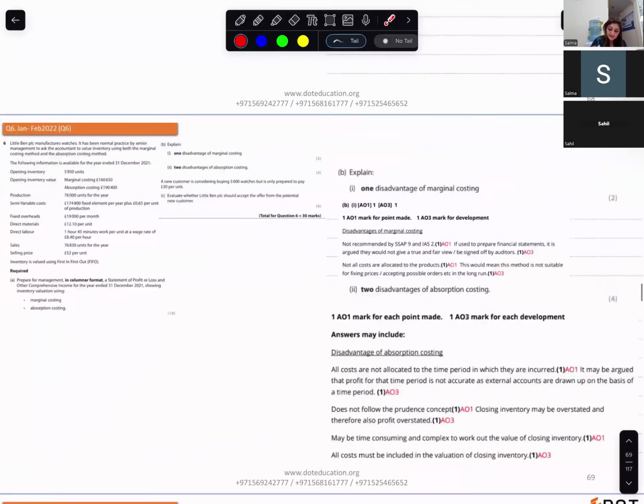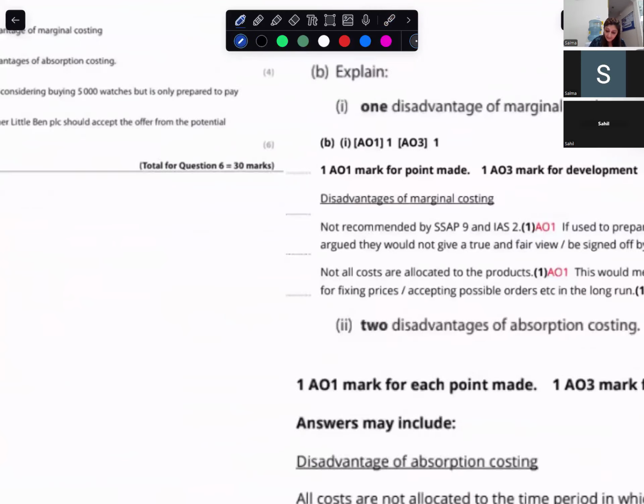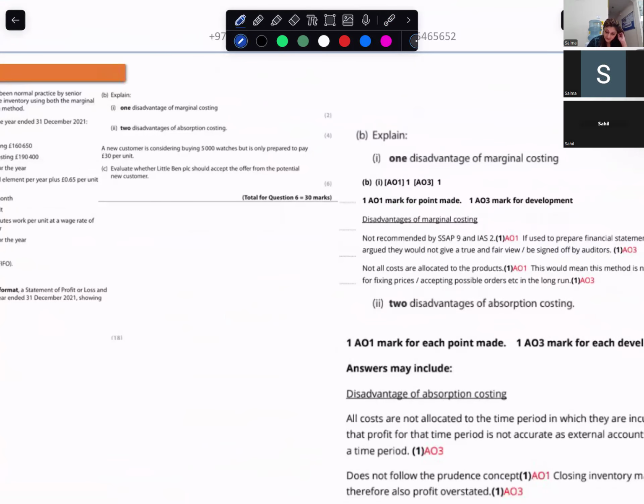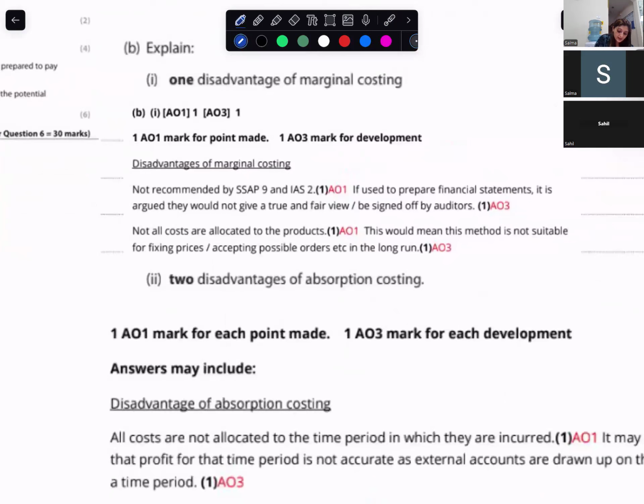It is not recommended by SSAP 9 and IAS 2, International Accounting Standard 2. IAS 2 is for valuation of inventory. They say you should value inventory at total cost. Marginal costing values inventory at variable cost. So the first disadvantage of marginal costing is it is not recommended by SSAP 9 and IAS 2. You will learn this.